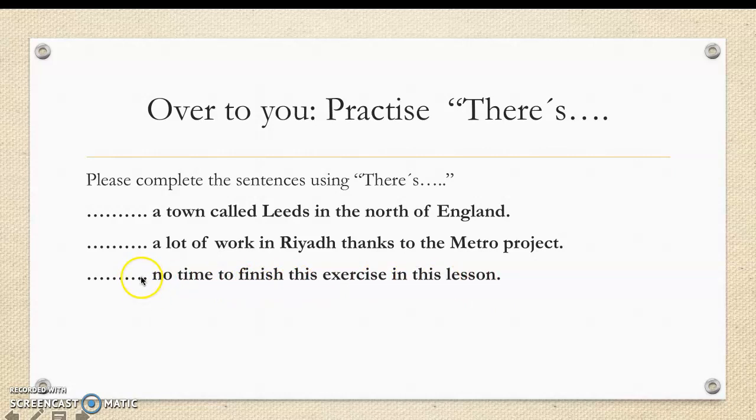We need a verb and we need a subject. What do we put here? Pause the video and think for a minute. Okay, I think this one is quite easy.